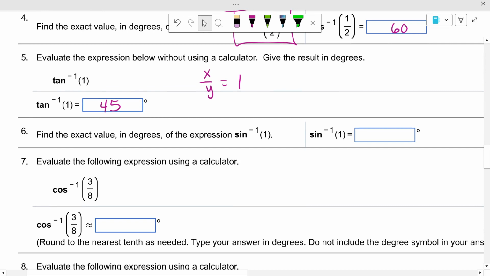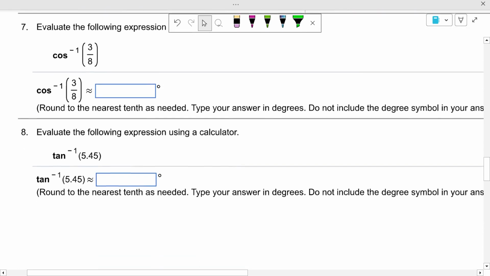Okay. Where is the sine equal to 1? On your unit circle, where's the y value equal to 1? How many degrees? 90 degrees.